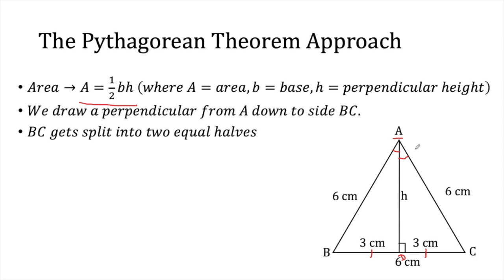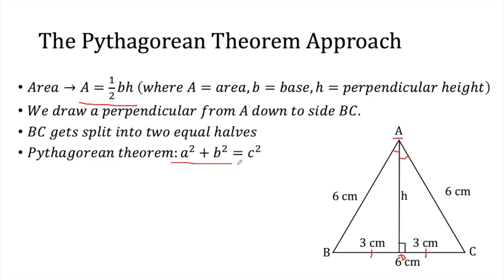Coming back to our question, we see that we have formed a right angle triangle, and we know that one of these sides is 3 centimeters and the other side is 6 centimeters. We can use the Pythagorean theorem here. The Pythagorean theorem states that a square plus b square is equal to c square, where c is the side opposite to the right angle and is called the hypotenuse. In our case, the hypotenuse is the side of length 6 centimeters, and we need to find this height h.